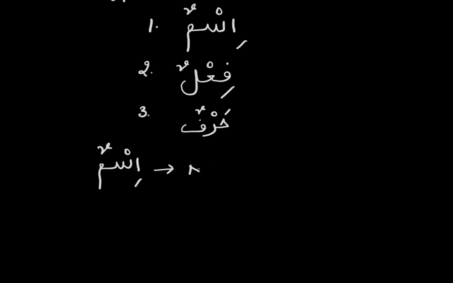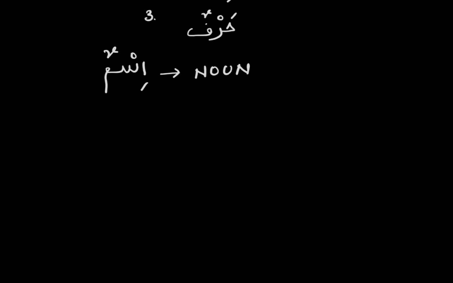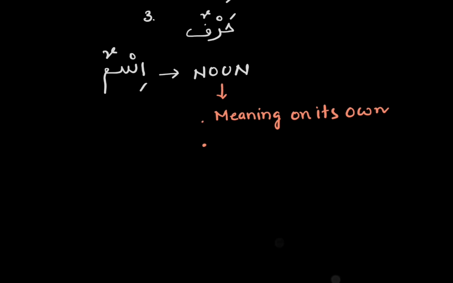Ismun, that is noun. So what is a noun? Noun has a meaning on its own. Noun is a word. It has a meaning on its own. Second point is noun does not indicate any tense, like the verb. It does not indicate any tense, that is past tense, present tense, or future tense.